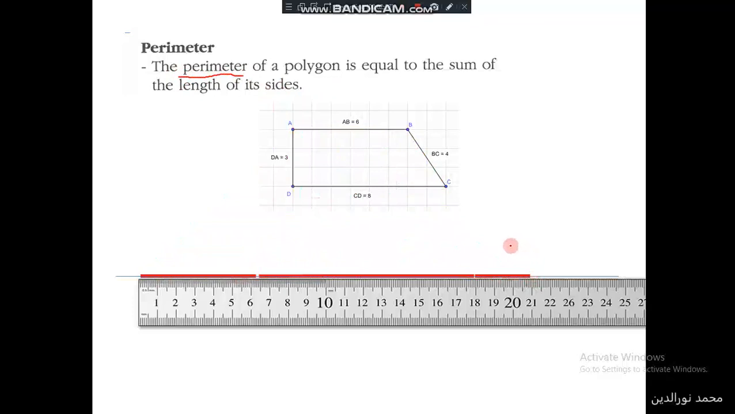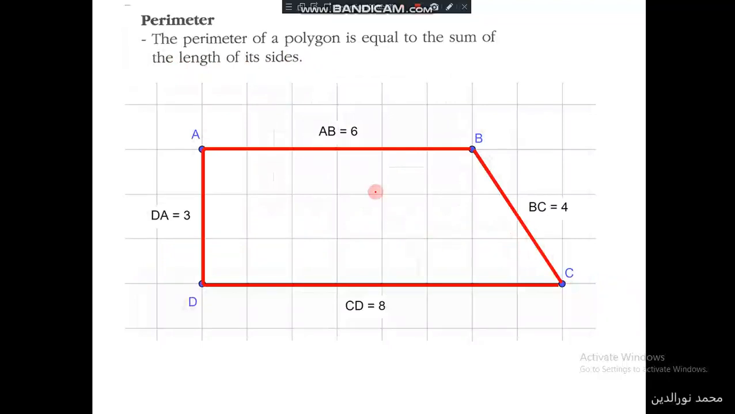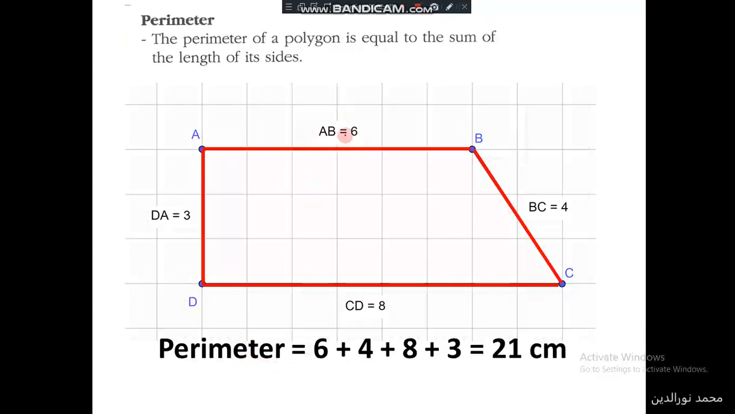Another way to find the perimeter is to say that perimeter equals 6 plus 4 plus 8 plus 3, the sum of the length of its sides. And this sum is 21 centimeters. So the perimeter of this shape is 21 centimeters.